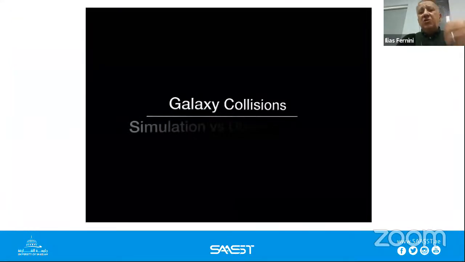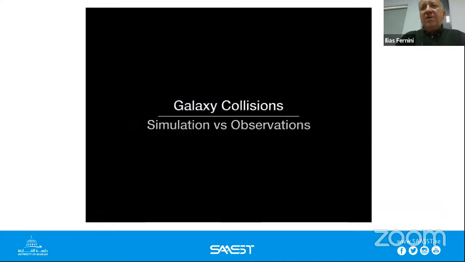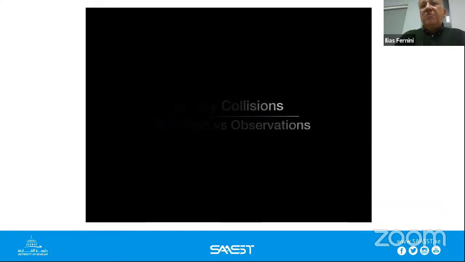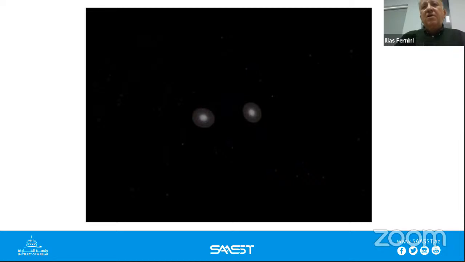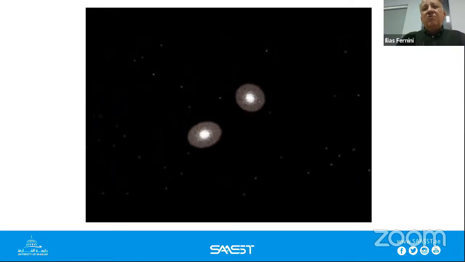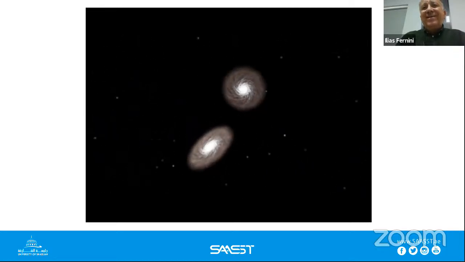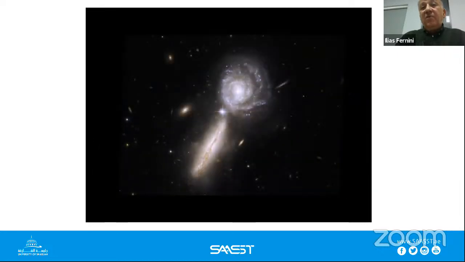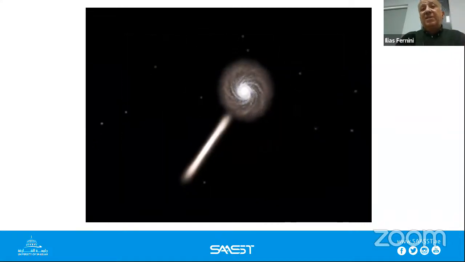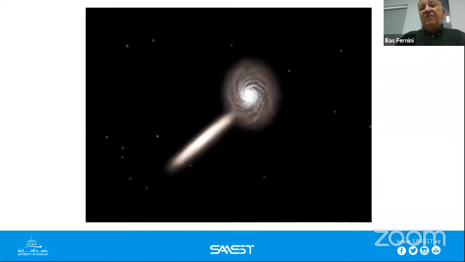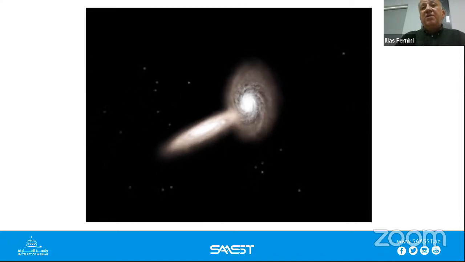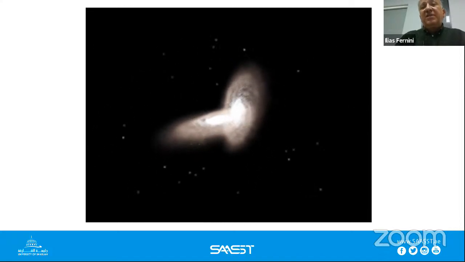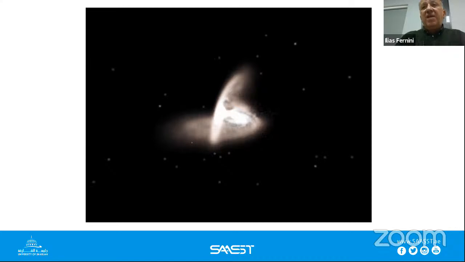This is another simulation about how we can form supermassive black holes through what we call galaxy collisions. Here you have two galaxies coming together in the simulation, and the result is what we observe today. This is a very nice example of two galaxies colliding, giving a specific object. We have hundreds of these interacting galaxies that we observe today.